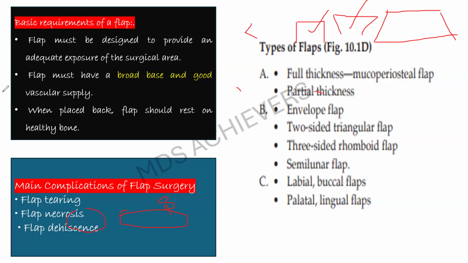Types of flap are the full thickness flap, which is based on the mucoperiosteal layer, and the partial thickness flap. Based on the shape of the flap, it is going to be an annular flap, two-sided triangular flap, three-sided rhomboid flap, or semilunar flap. And by location, it is going to be labial or buccal flaps, and palatal or lingual flaps.